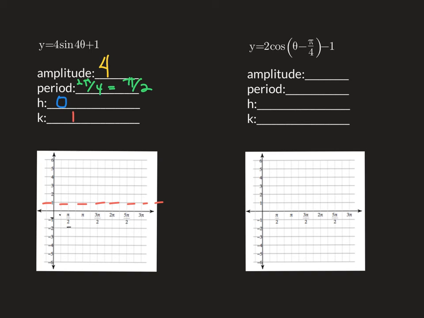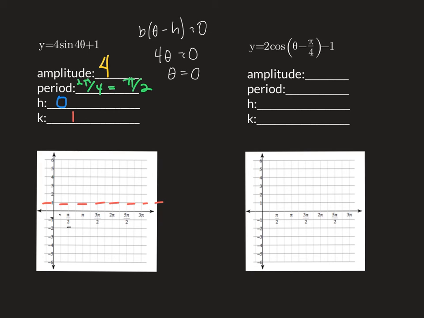If we were to actually use the formula, and I'm going to show you why the formula is kind of wasted on this particular problem, I know that b, which is 4, times theta minus h, that should say h, needs to equal 0. So in my problem, I would have 4 theta equals 0, which means theta equals 0, because 0 divided by 4 is 0.